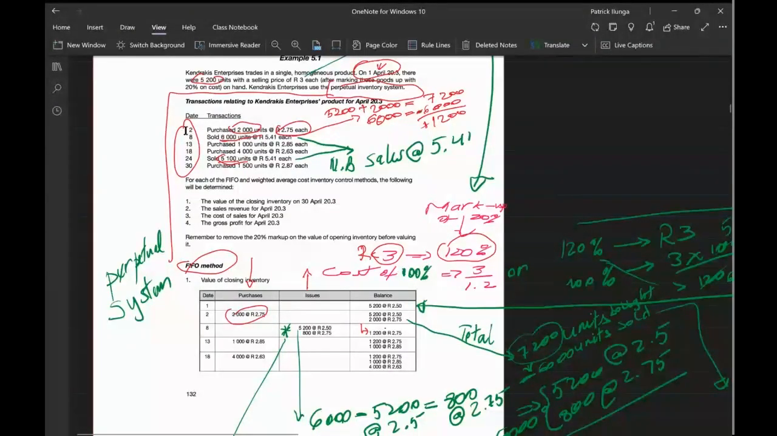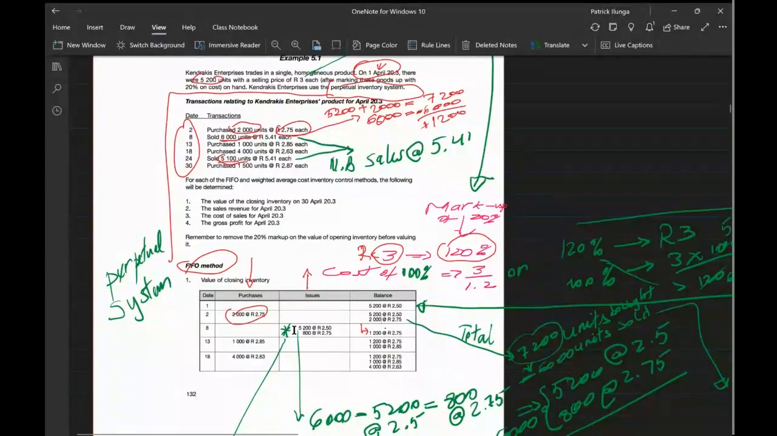On the second, this is the date. The dates become important. On the second, they're going to purchase 2,000 units at 2.75. Exactly. You just put it here, 2.75. And what will be the balance? We will have 5,200 at 2.5 and 2,000 units at 2.75. This is how you do it with the FIFO.